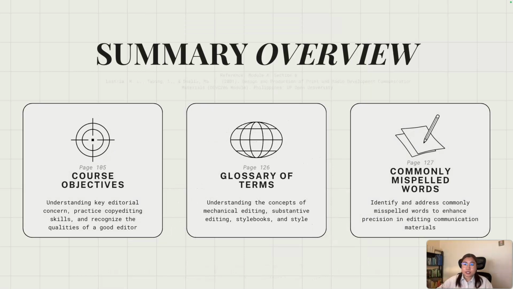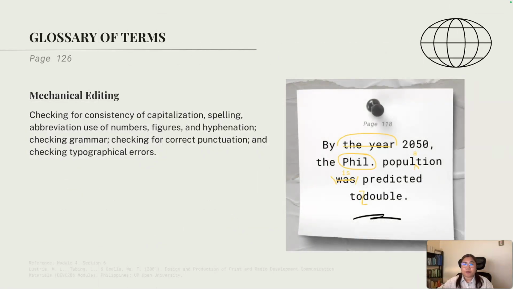That concludes the discussion about the course objectives. We will now move forward to discussing the glossary of terms listed on page 126 of our course material. First term is mechanical editing. Mechanical editing is looking at the technicality of the writing, such as the capitalization, spelling, etc. The exercise, which we have previously done about the marks of an editor, is an example of mechanical editing.